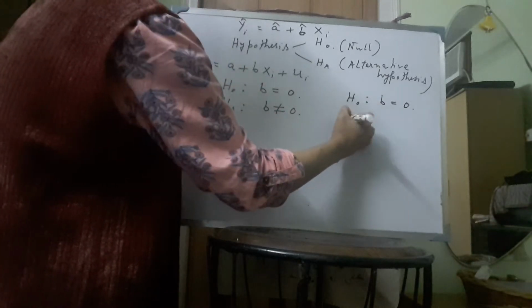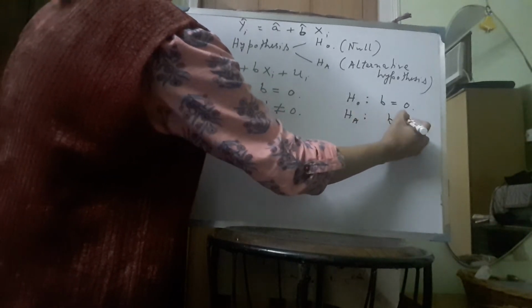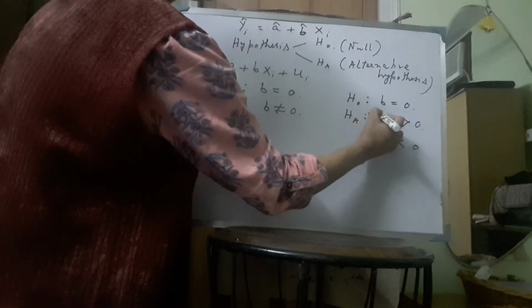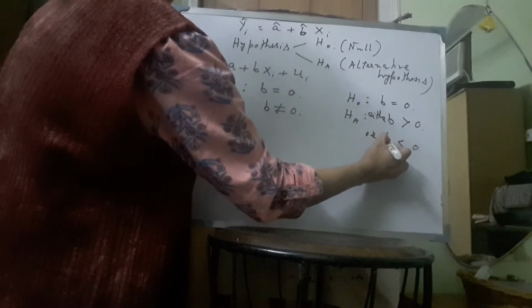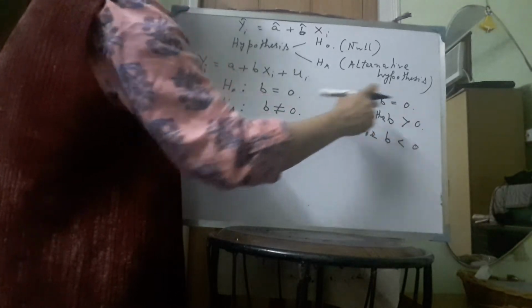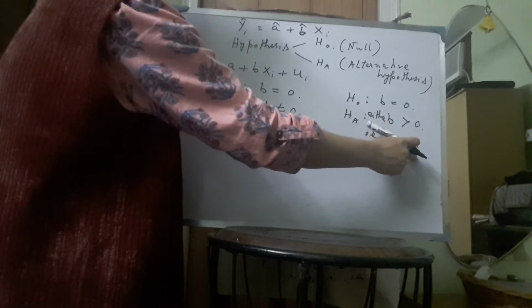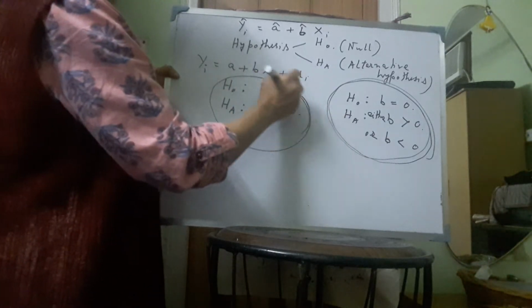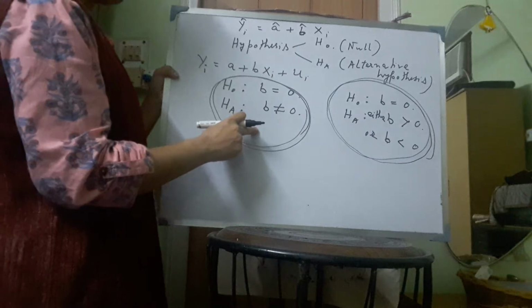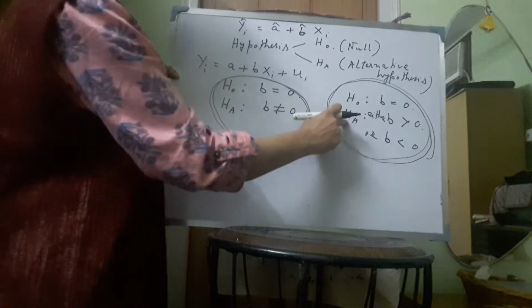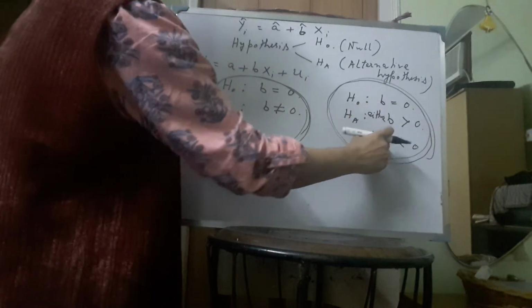In the other case, we can have the alternative hypothesis like this, that is b greater than 0, or we can have b less than 0. So either the alternative hypothesis is b greater than 0 or the alternative hypothesis is b less than 0. So this is one type of formation of hypothesis, and this is the other type of formation of hypothesis. Here HA is denoted by b not equal to 0. Here HA is denoted by either b greater than 0 or b less than 0.